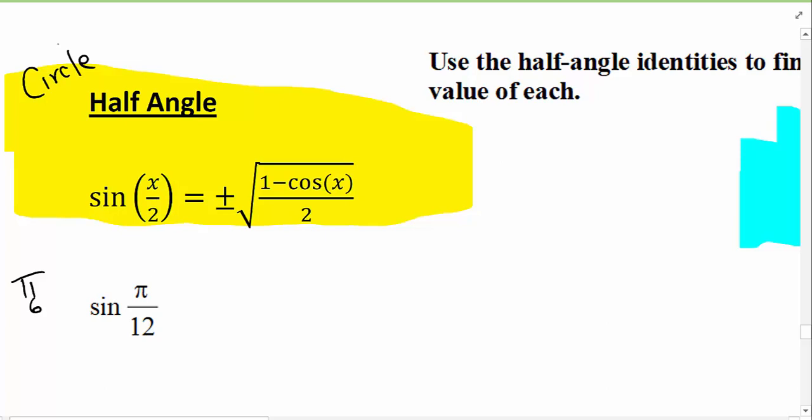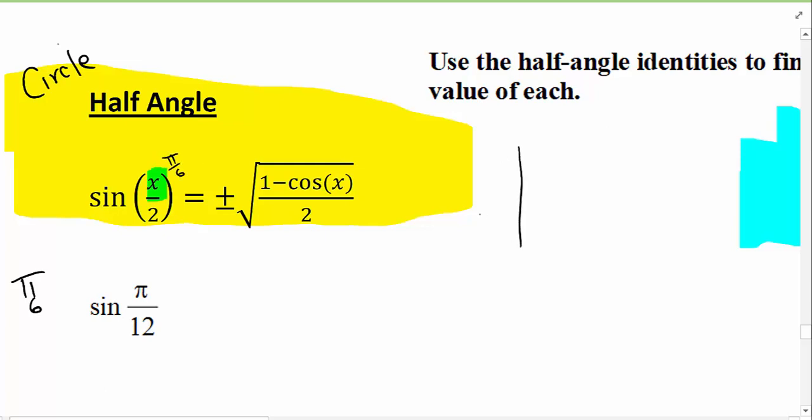Sine of pi 12ths is equal to positive or negative the square root of 1 subtract cosine of x over 2. Not of pi 12ths, but of this x right here. And the x is double of whatever this is. So here's another way to think of it. If we multiply that by 2, that cancels to 1, that cancels, and we've got pi 6. So pi 6 is what that x value is going to be.